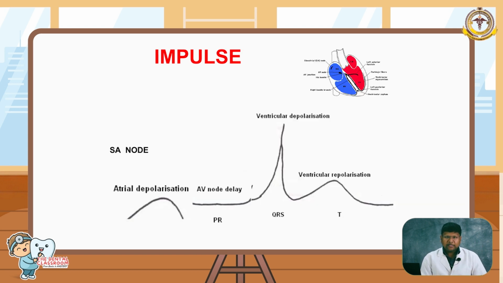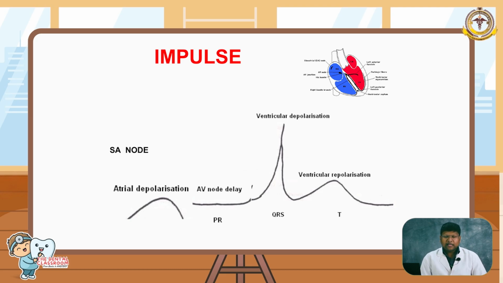So, for an ECG, there are different types of waves. The first wave of an ECG is called the P wave. The second wave is called the QRS complex, and the third is your T wave. So, let us see in detail what the P wave, the QRS complex, and the T wave are.